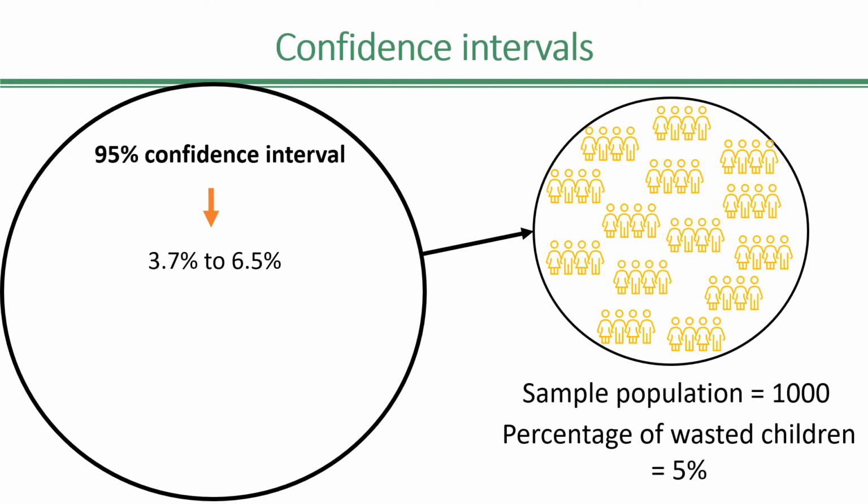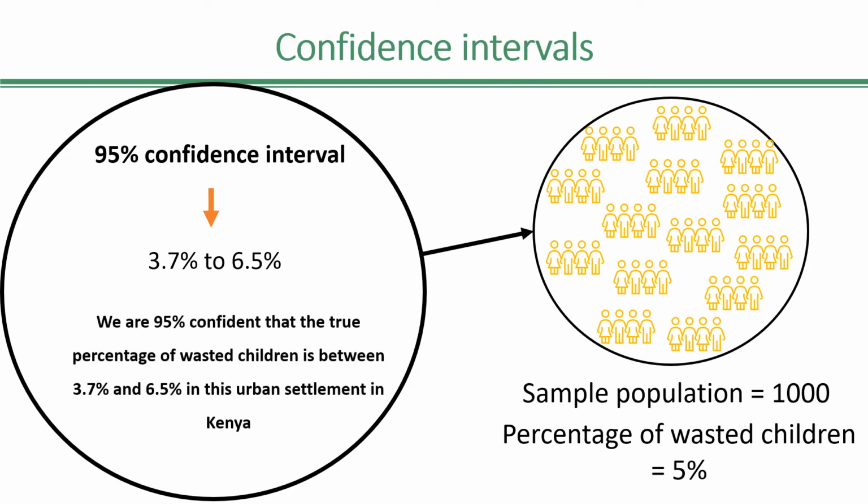So we can say that we are 95% confident that the true percentage of wasted children is between 3.7 and 6.5% in this urban settlement in Kenya. However, it is important to remember that there is still a 5% chance that the confidence interval 3.7 to 6.5% does not contain the true percentage of wasted children.